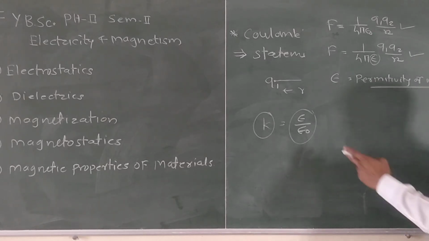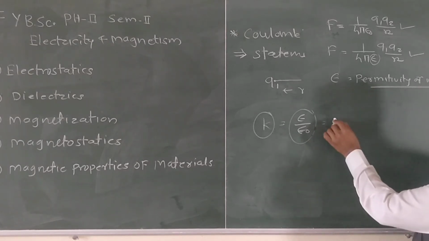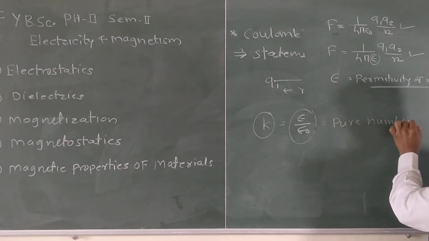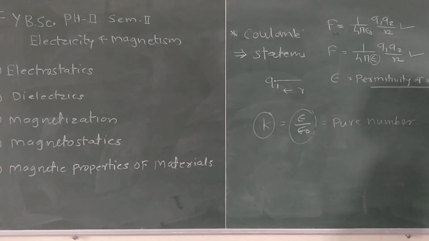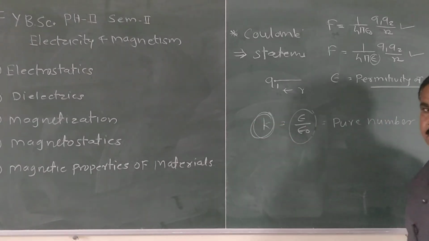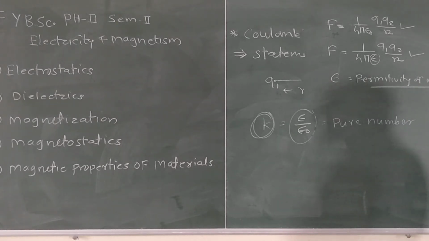Now the ratio is of two same quantities, so it is a pure number. It has no dimension and unit. That means the dielectric constant K is the ratio of like quantities, so this is a pure number and it has no dimension and unit. Okay?